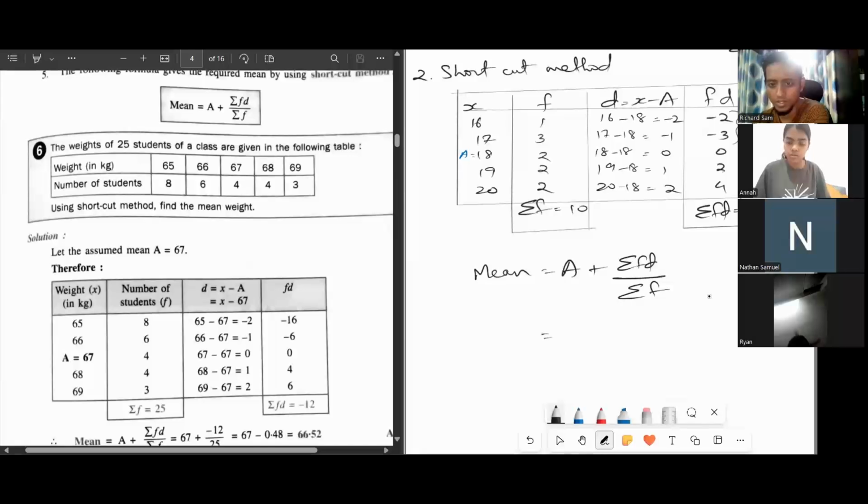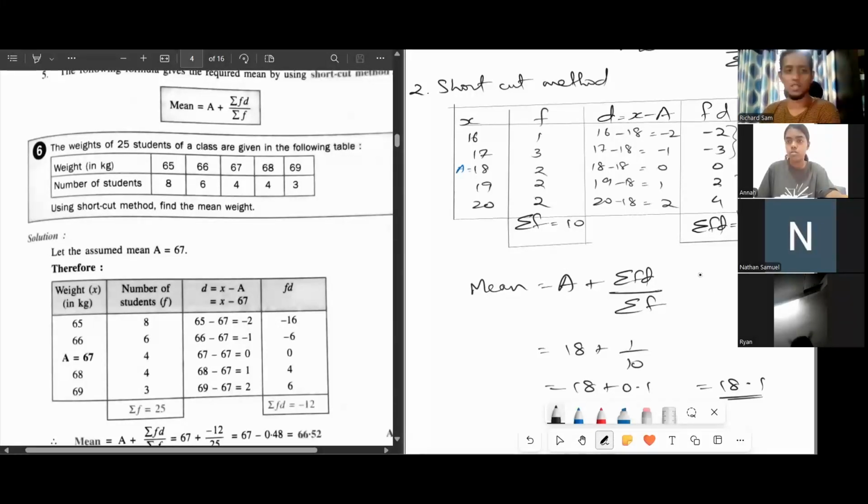So putting the values here, you get 18 plus 1 upon 10. That's 18 plus 0.1, which is 18.1. Clear, everyone?